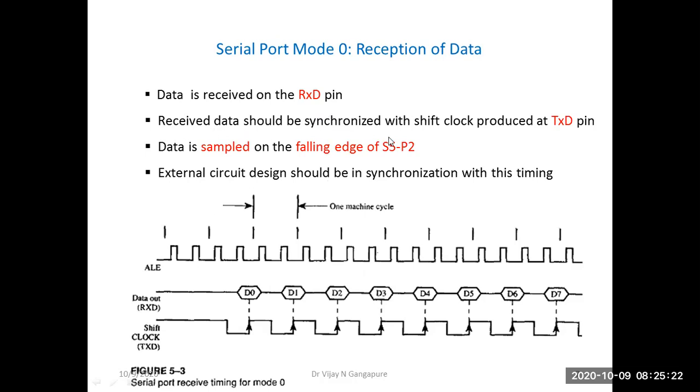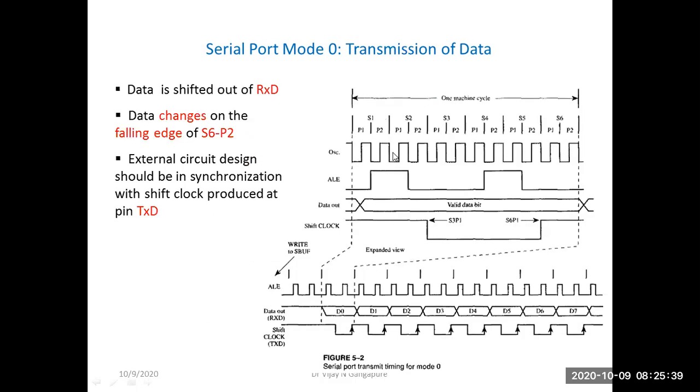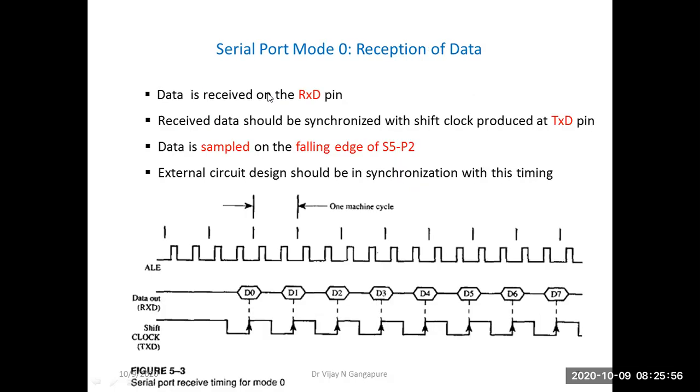Received data should be synchronized with the shift clock produced at the TXD pin, meaning whatever reception happens on the RXD pin is in synchronization with the clock being produced on the TXD pin, and data is sampled on the falling edge of S5P2. S5 means state 5, and P2 falling edge means here. When this shift clock being produced on TXD switches from low to high, due to this the data available on the RXD pin during reception will get sampled. That is the meaning of data being sampled on the falling edge of S5P2.